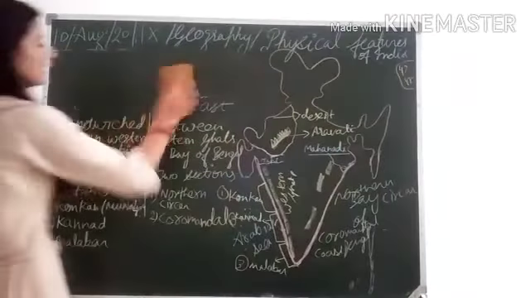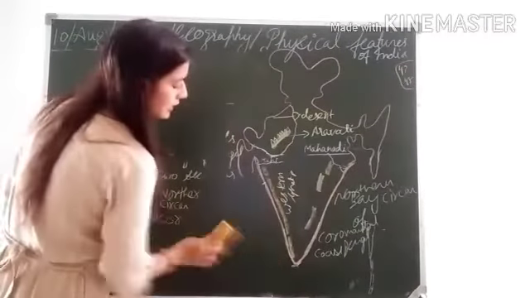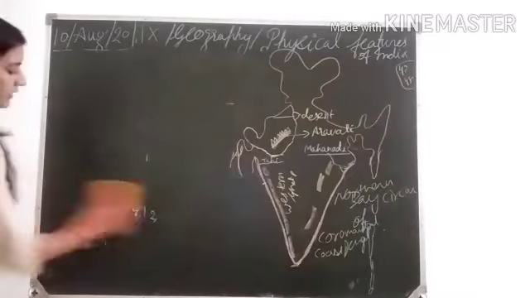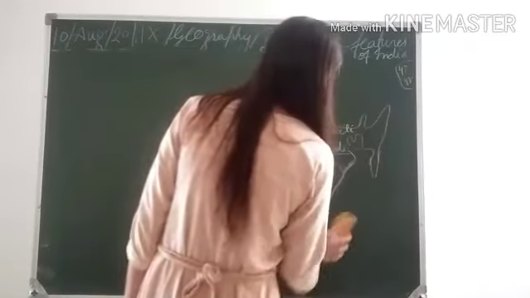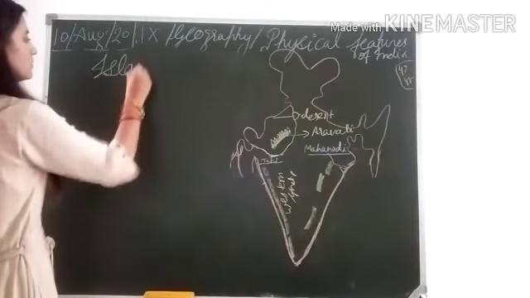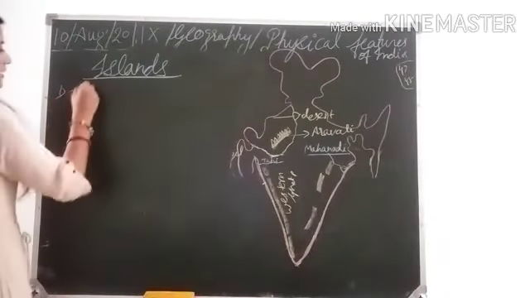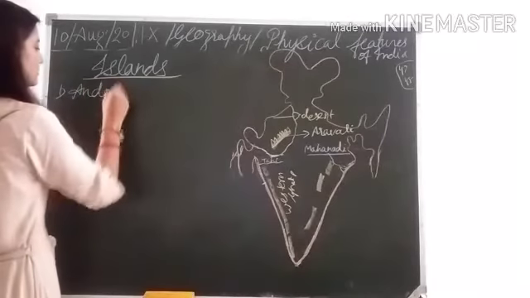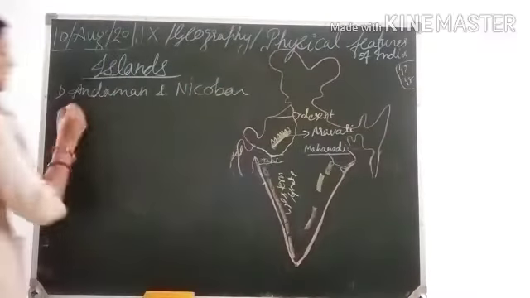After this, next are the islands. In India we have two island groups, first the Andaman and Nicobar Islands, and second Lakshadweep. What is an island?